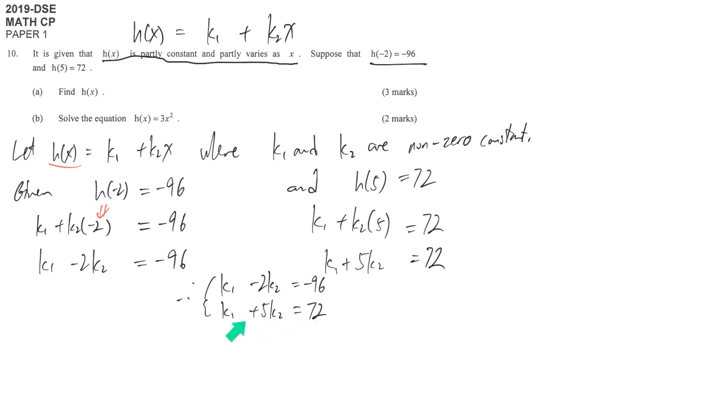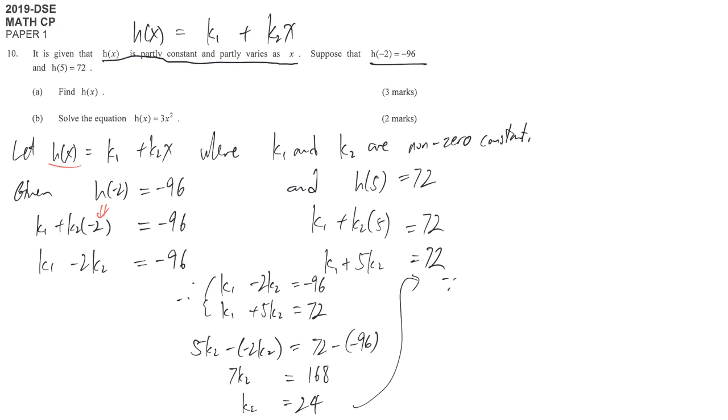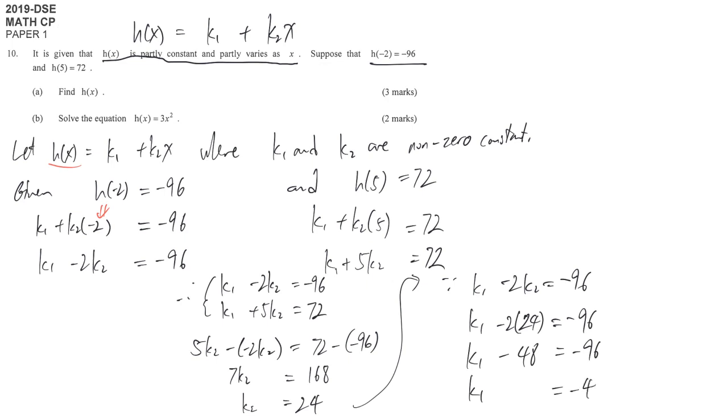For me, I will use the second equation, subtract the first equation. So I will have positive 5k2 minus negative 2k2 should equal to 72 minus negative 96. Since k1 minus 2k2 is -96, so that's why k1 minus 2 times 24 is equal to -96. K1 is equal to -48.